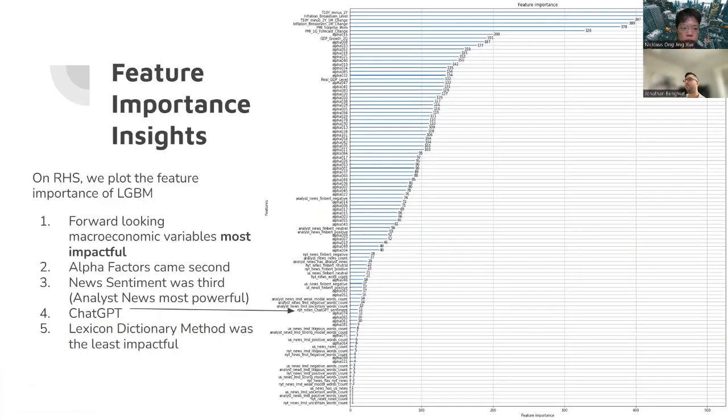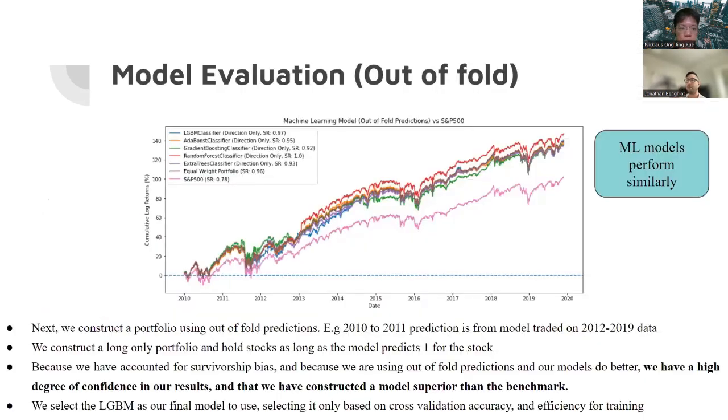So here for feature importance, you can see that we have some pretty interesting insights. Forward-looking macroeconomic variables are the most impactful, so they're all the way at the top. Alpha factors came in second, and lastly, news sentiment. Out of news sentiment, you can see that analyst news is the most powerful. You can see analyst news FinBERT around the middle, with an importance score of 74. ChatGPT is somewhere in the middle of the textual features, and the lexicon method is dominating the bottom part of the feature importance. So this was the least impactful.